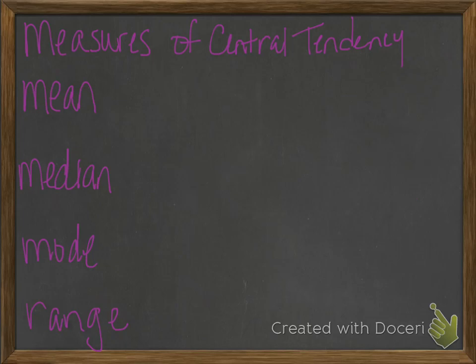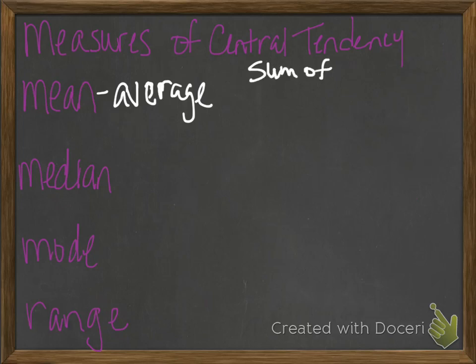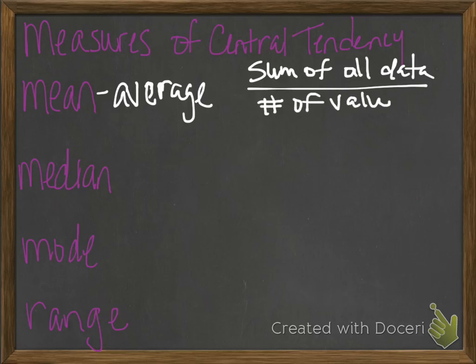The mean is the one we know the most. The mean is what we think of as our average. That's what we do with grades. We average your grades. This is the one that we use the most. It is the sum of all the data divided by the number of values in your data. So if you had like 4 pieces of data, like 4 tests, you would add up all your tests and divide by 4.